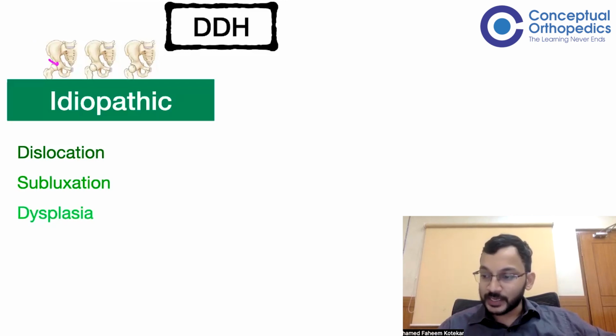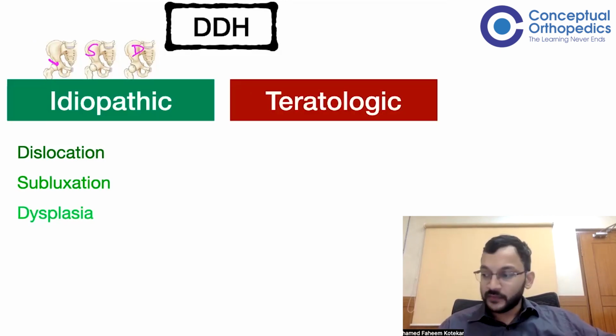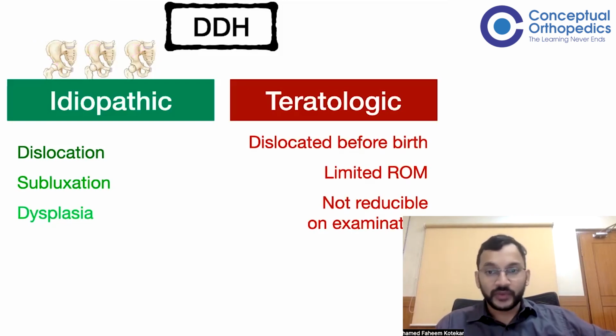We have a subluxated hip joint, and we have a completely dislocated hip joint. So those are the three types of idiopathic varieties. Next, we have the teratologic variety. In the teratologic variety, the dislocation is commonly present before birth.